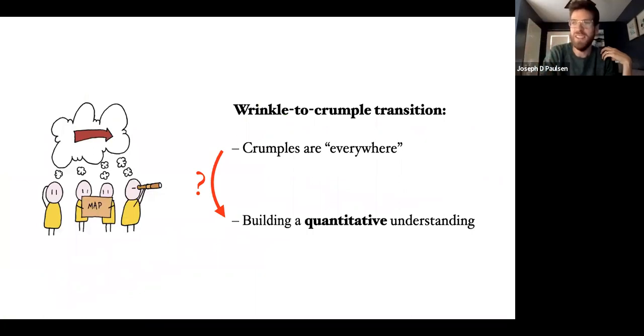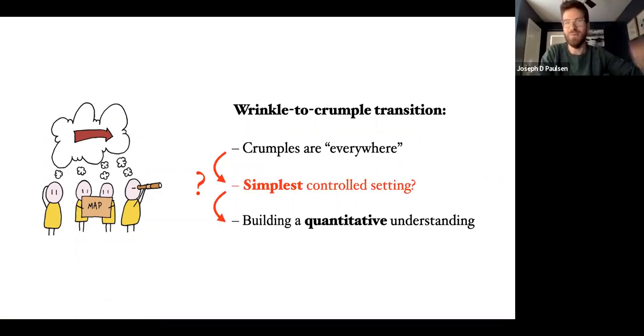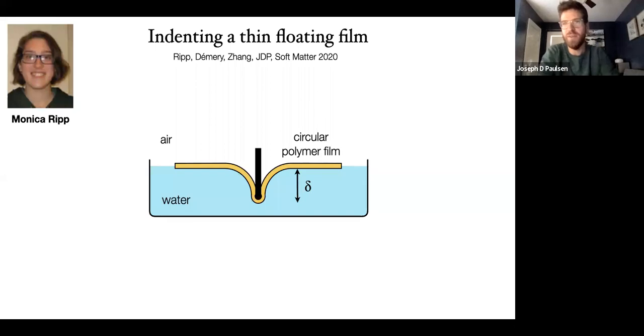Okay, so hopefully I've convinced you that crumples are kind of everywhere. We want to get to a quantitative understanding. An important intermediate step, which we were able to make through some experiments in my lab, is to isolate these things in the simplest possible controlled setting. So here's one experiment where we started to isolate these things to tease them apart. This is an experiment by my grad student, Monica Ripp, where she took a circular polymer film and started indenting the film with a little spherical probe and pushed it into a water bath.